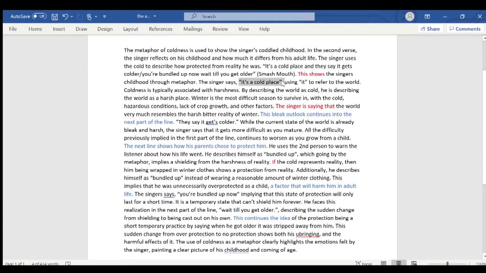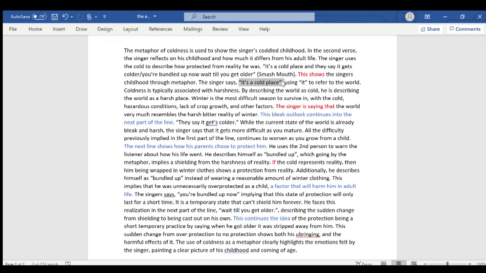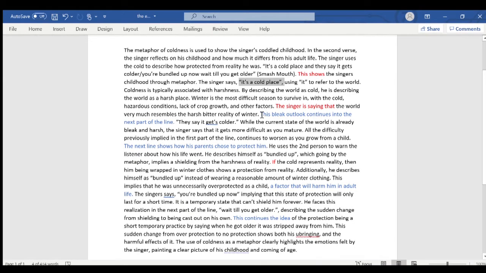That's the first step I need to, since my quote is saying that the metaphor of coldness is used to show something, first I have to say, here's what the metaphor means, here's what this quote shows. So I show, like, oh, he's saying it's a cold place, it is the world, the world is harsh, and I do all of that, right? What I need to do next is continue into the second part. So what I say here is this bleak outlook continues into the next part of the line. So I've already summed up my point there.